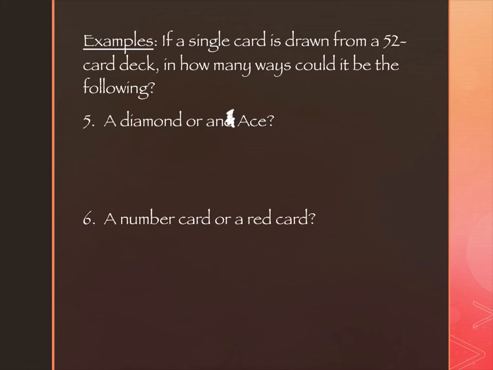So you can have both these things happen at the same time, which means we're going to count the number of diamonds, add it to the number of aces, and then subtract off the number of things that are both an ace and a diamond. Remember, that's what that union and the intersection mean. And the intersection is when you're saying and. How many cards are diamonds?